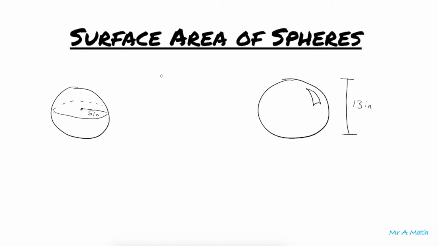So surface area of spheres, we're going to be using the surface area formula, which is 4 pi r squared. And so r being the radius of the sphere, meaning the center of the sphere to the edge of the sphere in a straight line, straight distance.